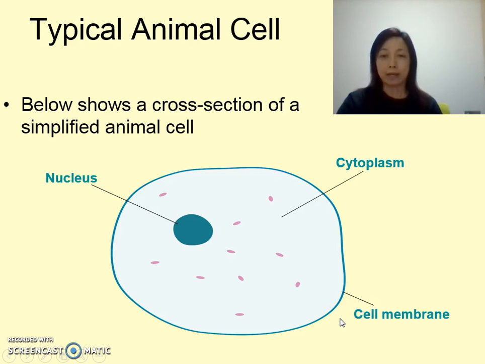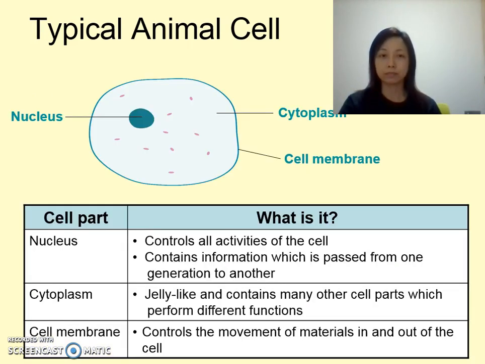Now that you have learned the parts, let's look at what each part does for the cell. So this is the function. The nucleus controls all activities that take place inside the cell. Can you relate what this is like to yourself? Is the nucleus more like your brain, or is it more like your hands?